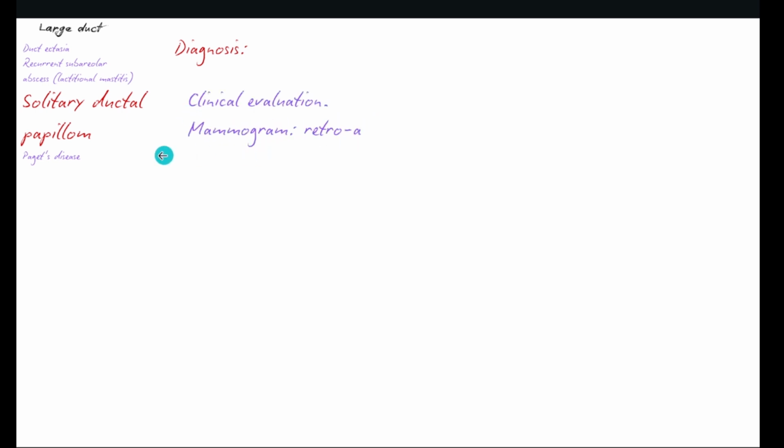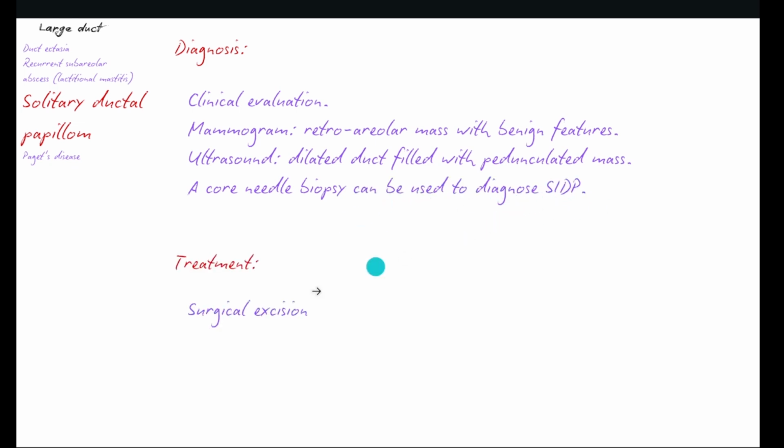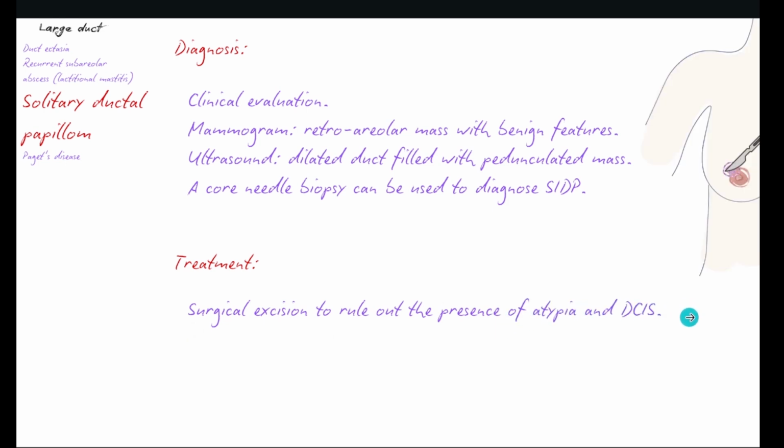Diagnosis: clinical evaluation, mammogram. You will find retroareolar mass with benign features and dilated duct with pedunculated mass. Core needle biopsy can be used for diagnosis, and treatment is surgical excision to rule out presence of atypia and DCIS.